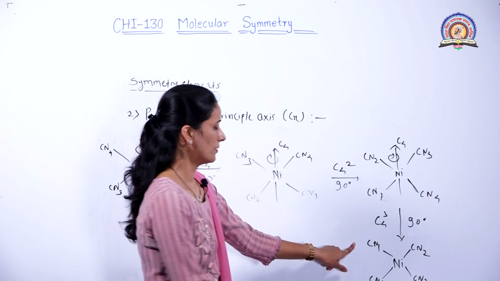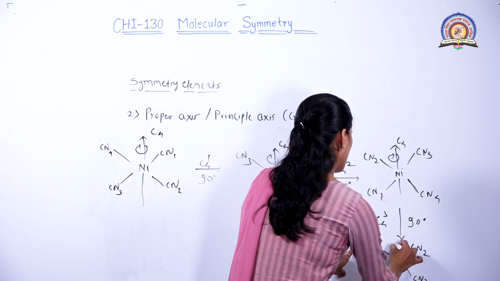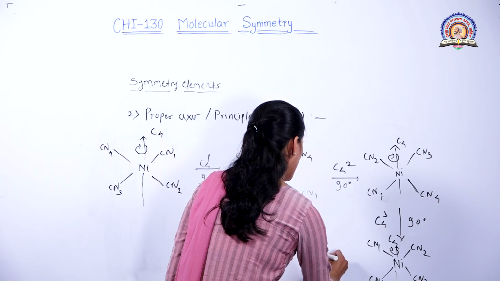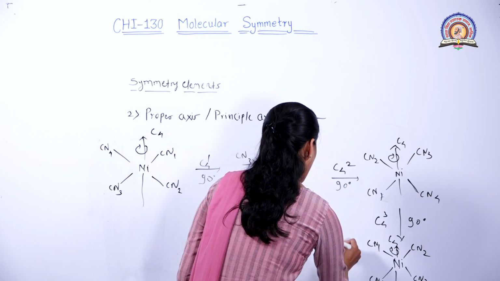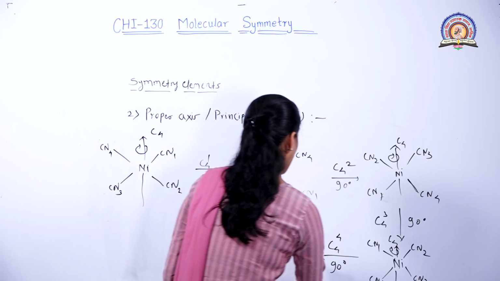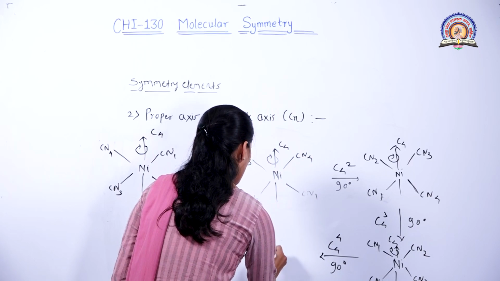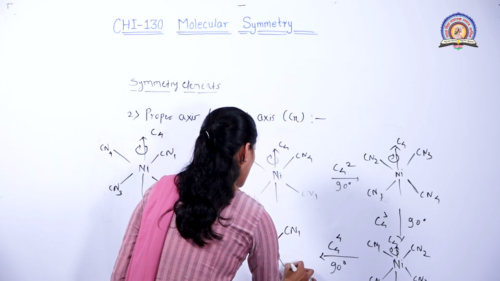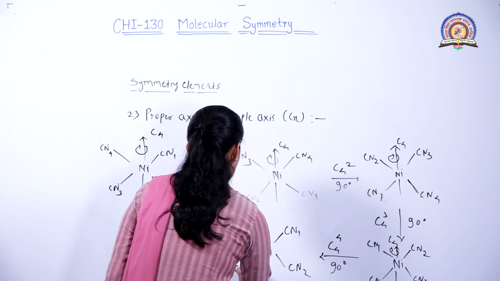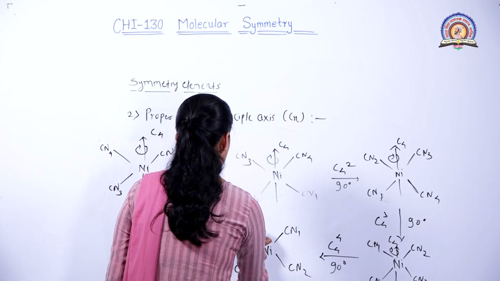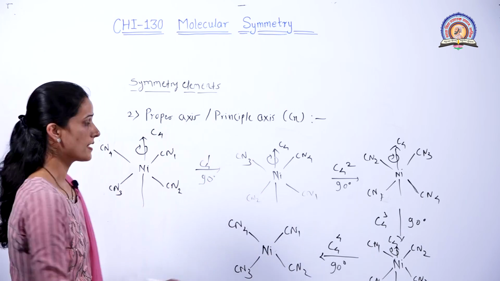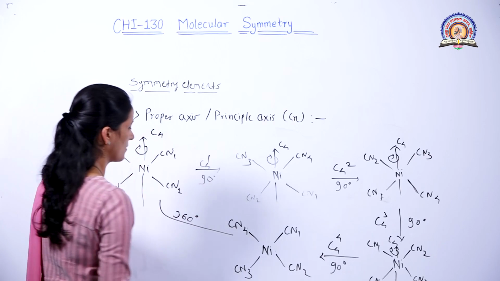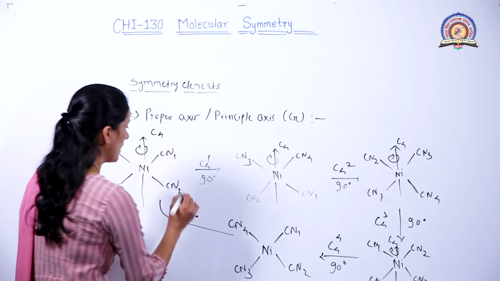Okay, so one operation is still remaining, C4, and the last operation, that is C4 4 at 90 degrees, which gives the identical molecule. That is C1 is here, CN2 is here, CN3 is here and CN4 is here. This is nothing but the identity. That is at 360 degree rotation we get the identity.